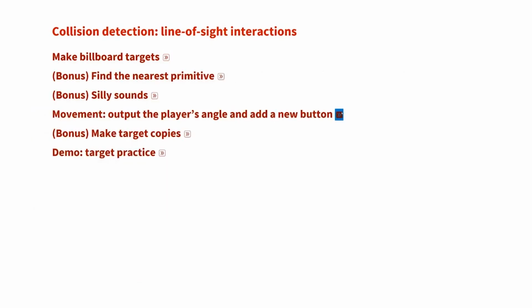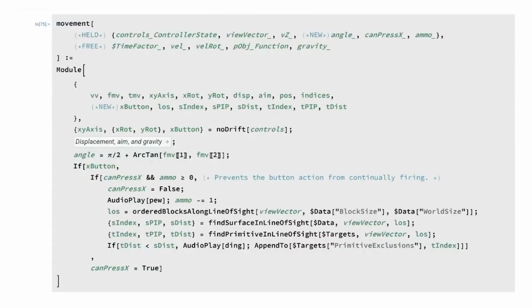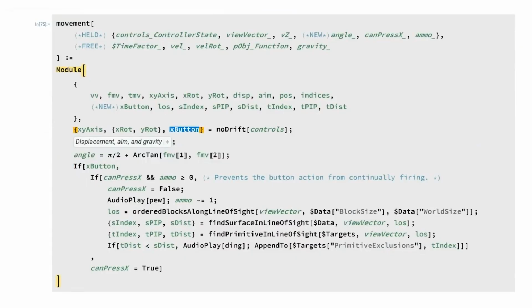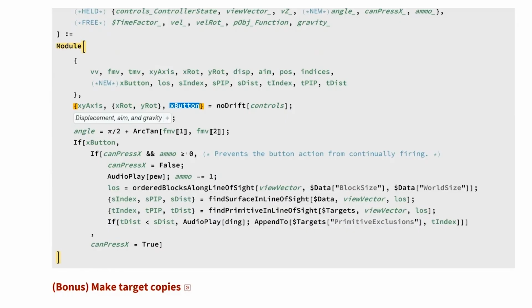And then we need a few more things in the movement function. We need to know the player's current angle based on where they're looking. We have to add a button, and this is the more complicated thing. We don't want the button to press all the time. And so we have logic in here that basically says, is the button held down? If so, shoot once, do nothing else. And so as we press the X button, we're going to play a sound, which unfortunately you won't hear today.